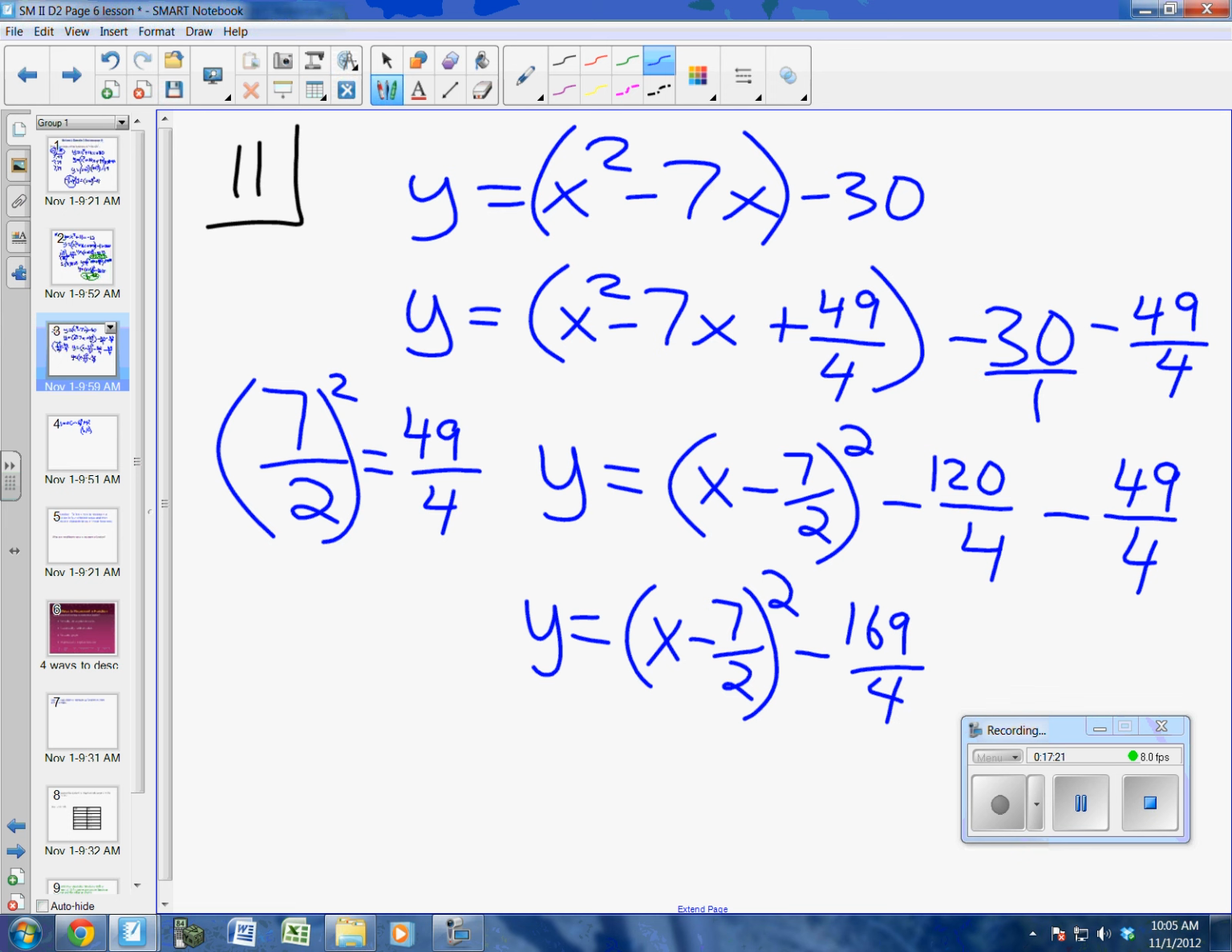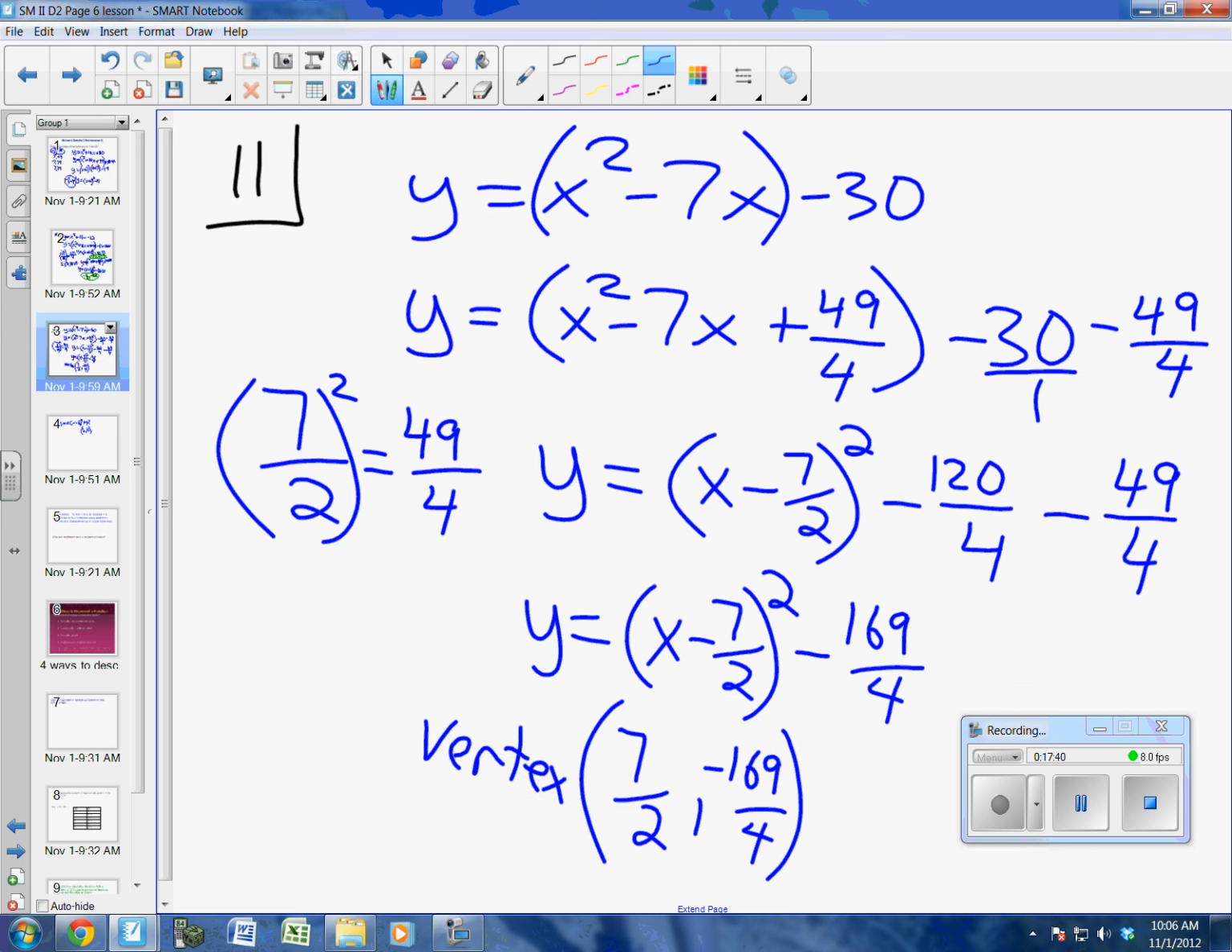And now I have my vertex. My vertex is 7/2. It's not negative because I take the opposite sign. It's positive. And negative 169/4. Now, if you want to change that to a decimal, you can. But that is our vertex.